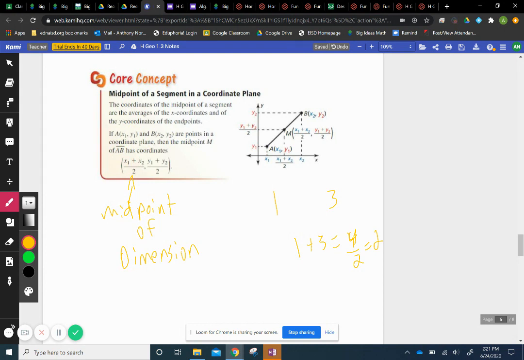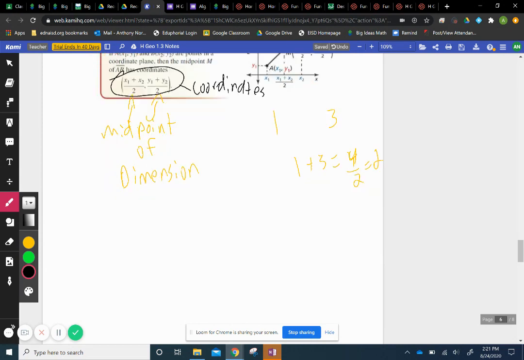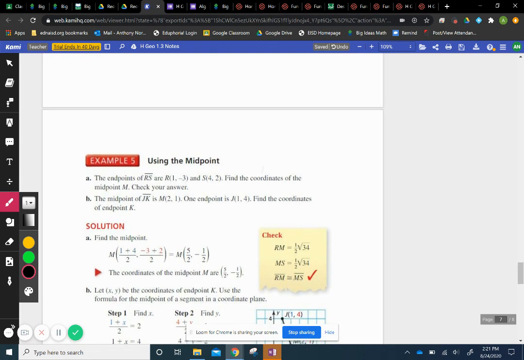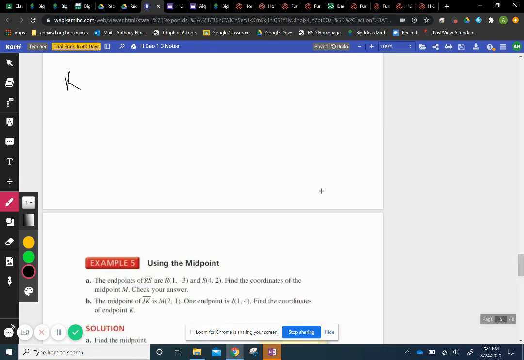This is really straightforward. This is the midpoint of one dimension, and this is the midpoint of another dimension. Together, it makes coordinates, because we're on a coordinate plane. We have to know our points. So the endpoints of RS are R is (1, -3) and S is (4, 2).